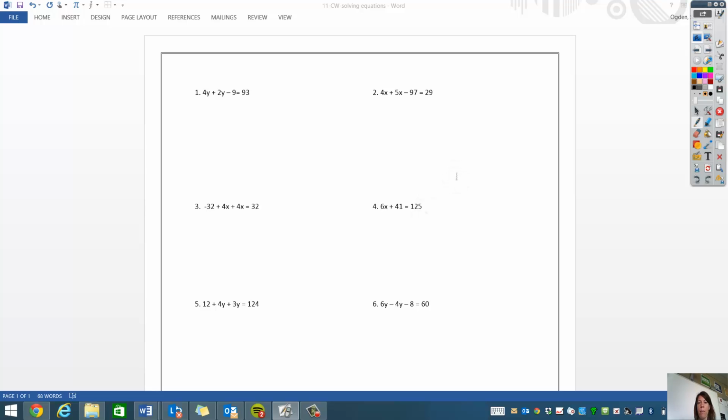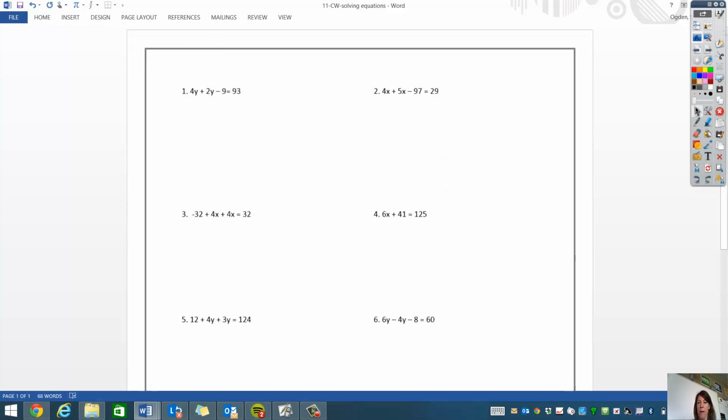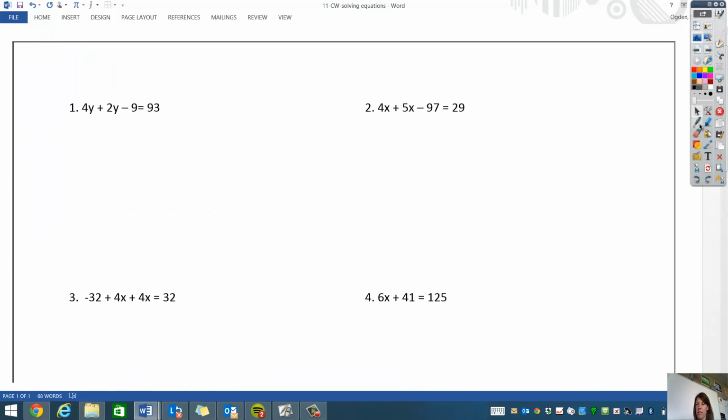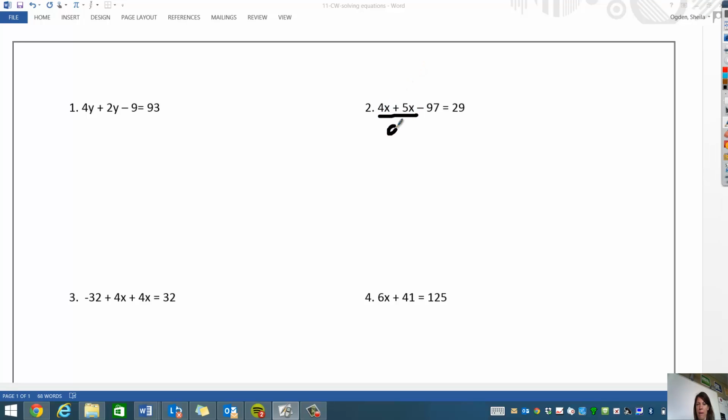For my next one, number 2, again, I encourage you to try it by yourself. Mute this if you want, pause it, try it by yourself and then check. Otherwise, I'm going to start by combining my like terms. This is 9x. Again, this negative goes with the 97, so this is plus negative 97, equals my 29.